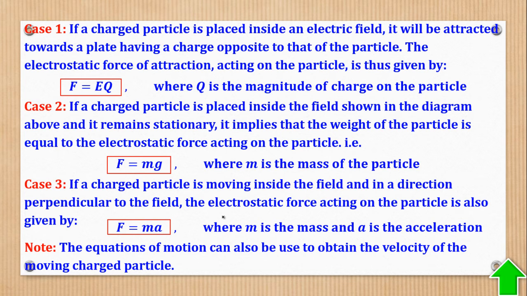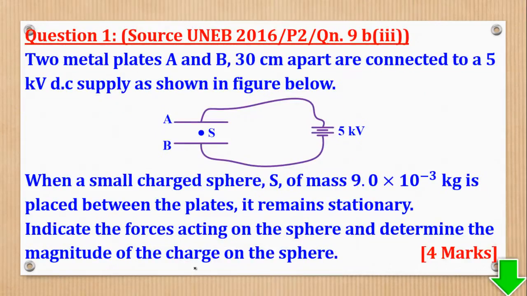So what we should note is that the equations of motion can also be used to obtain the velocity of the moving charged particle. So equations of motion are those ones. The first one is V equal to U plus AT. Second one is S equal to UT plus a half AT squared. And third is V squared is equal to U squared plus 2AS. So with that, we can now start working out the questions.